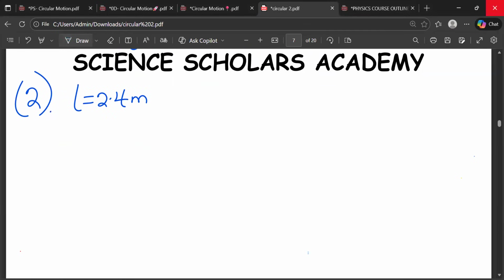Don't worry. Okay, now they are saying a light inelastic string of length 2.4 meters is fixed to a point O on a smooth horizontal table. A particle P of mass 1.4 kilograms.